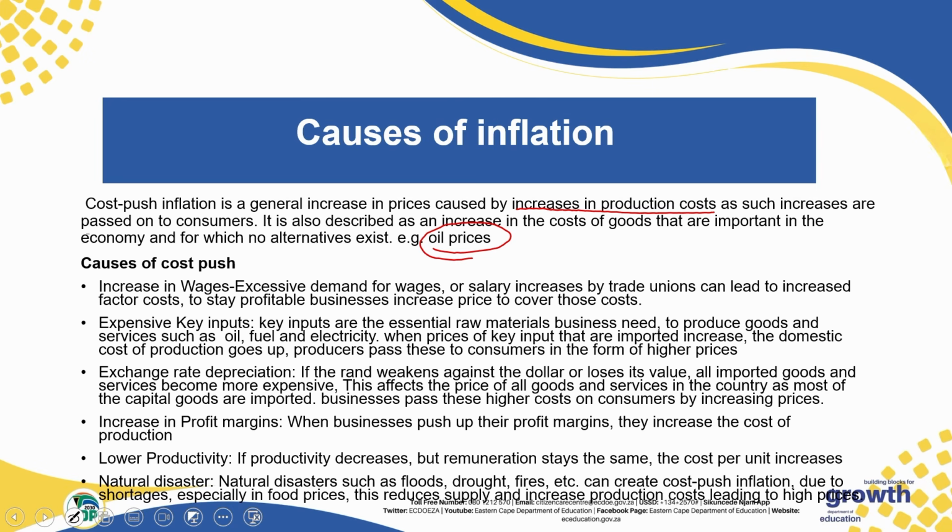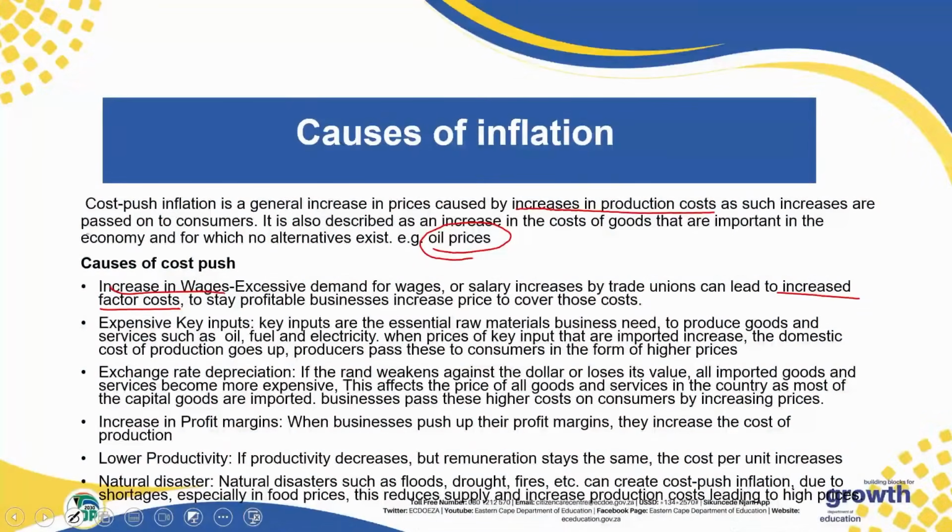inflation. It is caused by an increase in wages. An excessive demand for wages or salaries by trade unions can cause an increase in factor cost. Remember that increases in wages will lead to an increase in labor cost, and labor is a factor of production. Therefore, an increase in wages could lead to an increase in factor cost. Therefore, to stay profitable, businesses may increase prices in order to recover those costs.